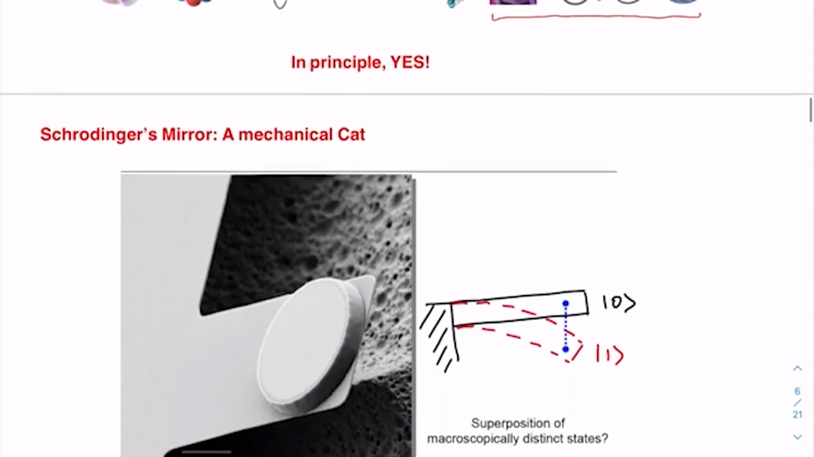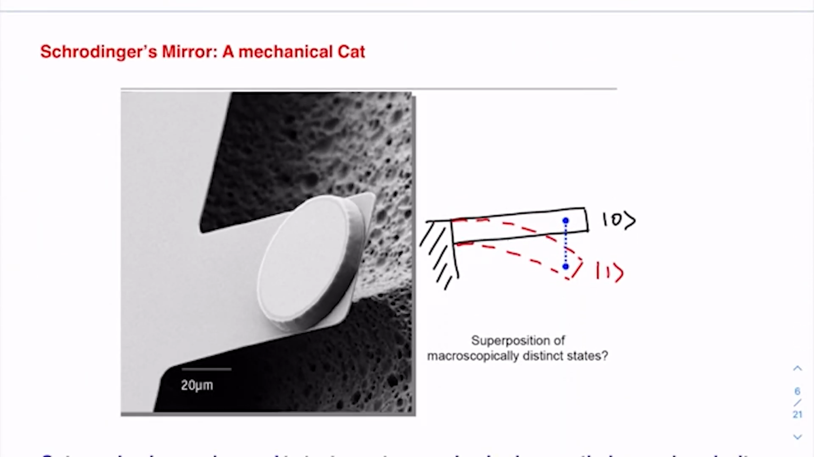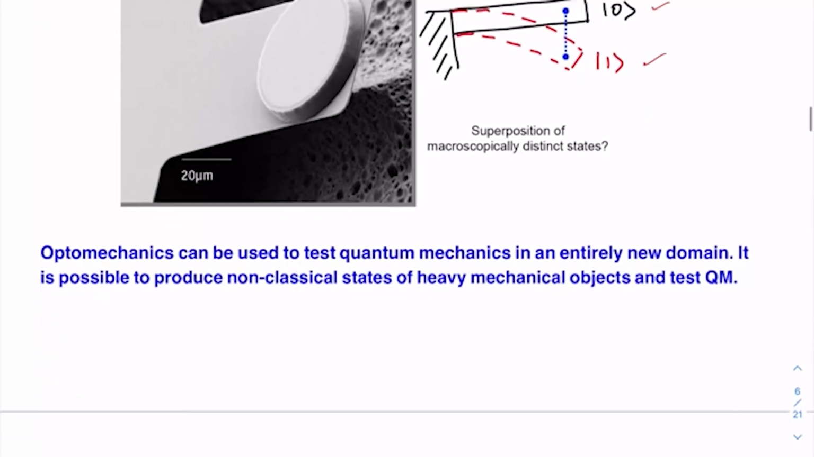And in this regard, the so-called Schrödinger cat problem has a mechanical analog where we have this cantilever, and we can create a situation where this cantilever may be in a superposition of two states. One location is denoted by K0 and another one is K1. This kind of superposition state can be created in the laboratory, and this way we'll be able to test quantum mechanics in an entirely new domain. And also it is possible to produce non-classical states of heavy mechanical objects and test quantum mechanics.